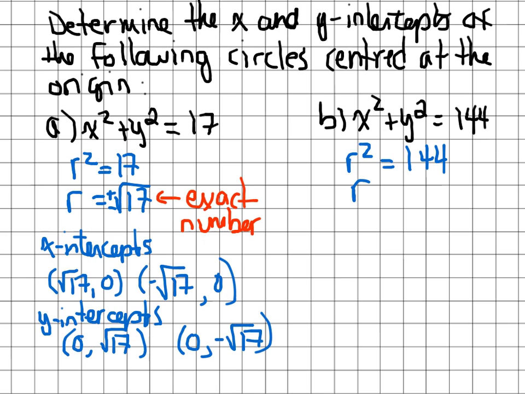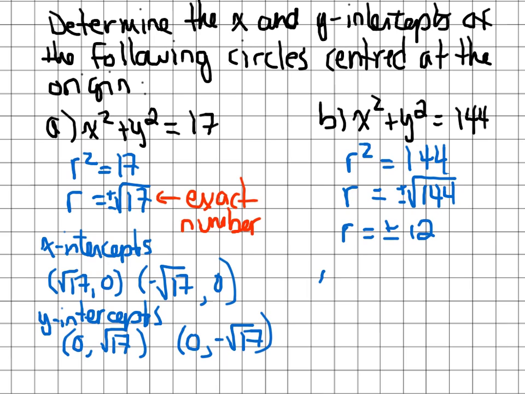So the radius, I'm just going to erase that. Don't know why it does that. So the radius is equal to the square root of 144. And again, we have a positive square root and a negative square root. So that means it will tell us what distance we are going to travel, either left and right from the origin for the x-intercepts or up and down from the origin for the y-intercepts. So our radius is plus or minus 12.